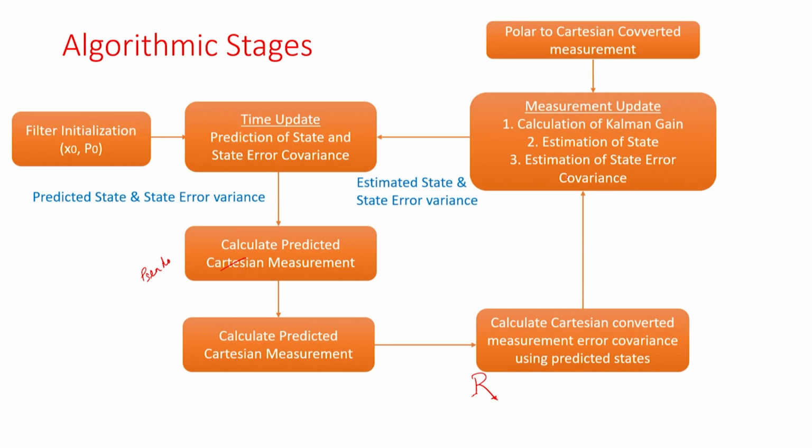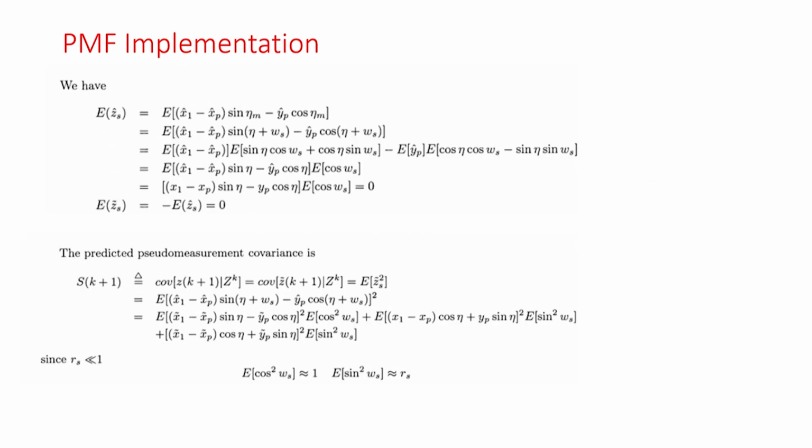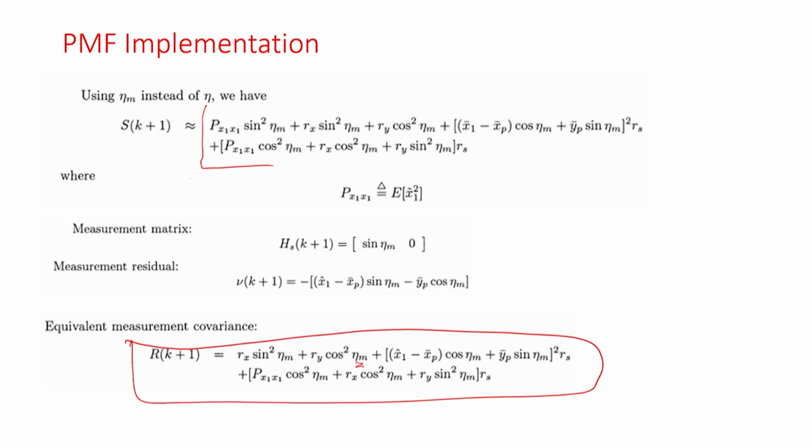So, what is the benefit of this? The benefit is that I have calculated this pseudo measurement. Once I calculate it, my observation matrix becomes like this, sine of eta m into 0. Eta m is anyway a measured value. Okay. So, you can directly use a linear Kalman filter. You can see your measurement matrix is like this, your measurement residual will be this, and this is your measurement error variance, which you calculate using your prediction, and you run your normal linear Kalman filter equations.